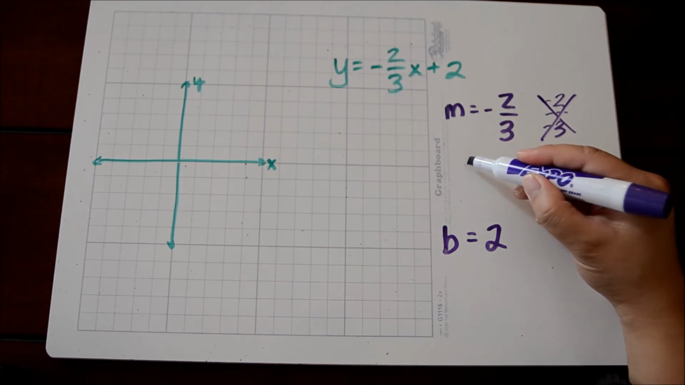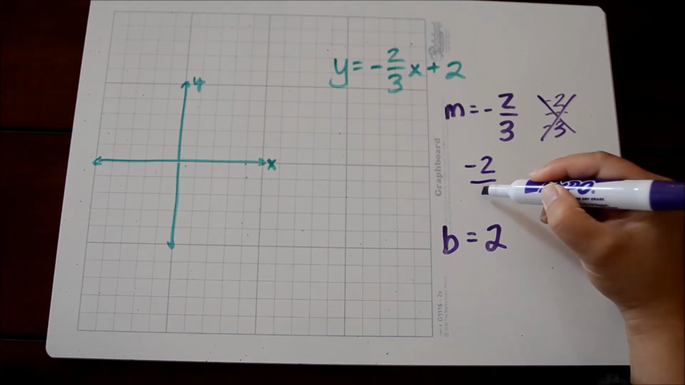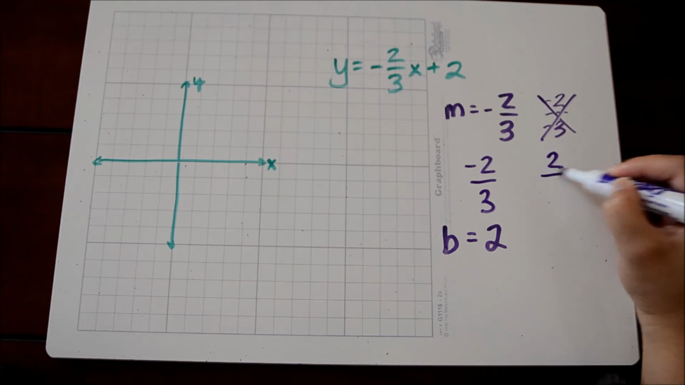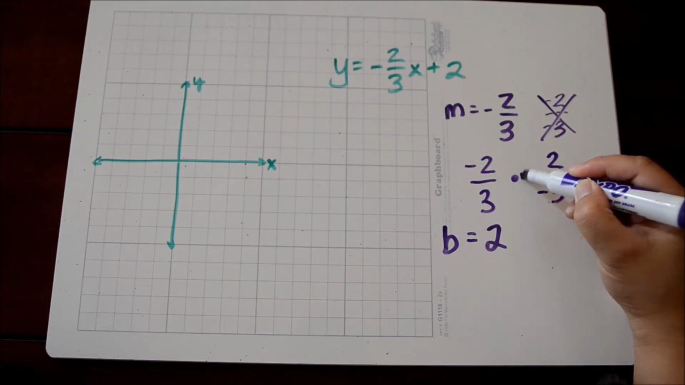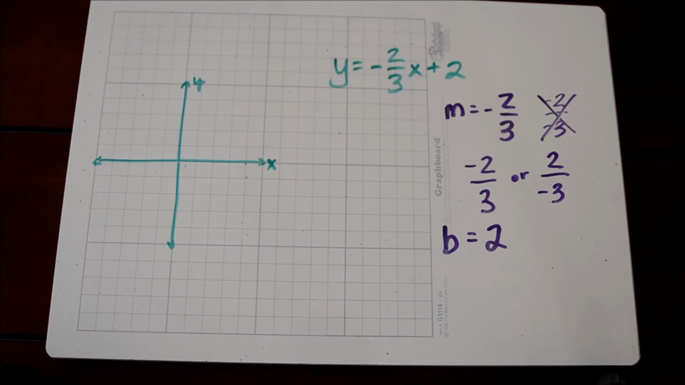That is false because a negative over a negative is positive. So that negative sign could only go with the numerator or the denominator. It can't go with both at the same time.